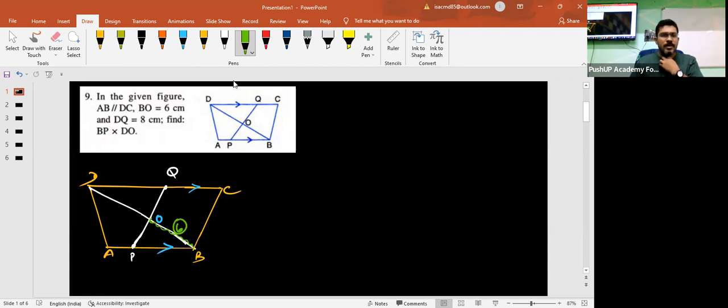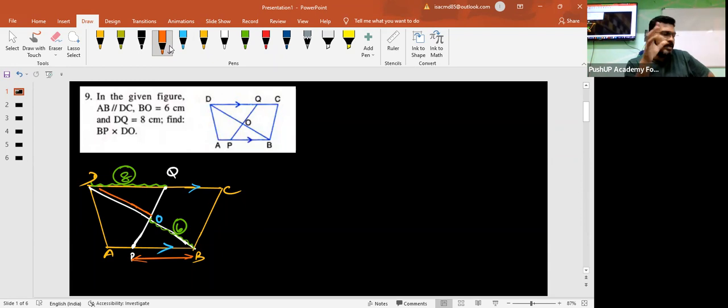Then DQ is equal to 8 centimeter. This part, DQ is equal to what? 8 centimeter. And they are asking us to find what is BP into DO. Achha, BP is where? Over here. This is your BP. And where is DO? DO is over here. You have to find the value of BP into DO. It means you have to get the values of BP and DO and then find the product of both.